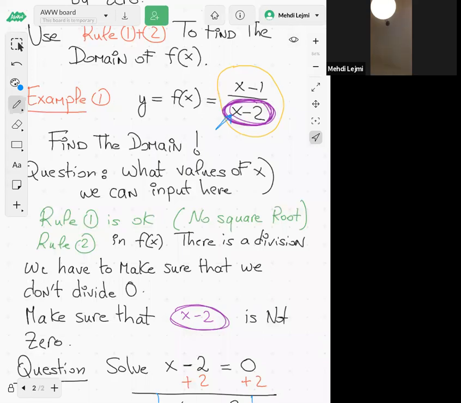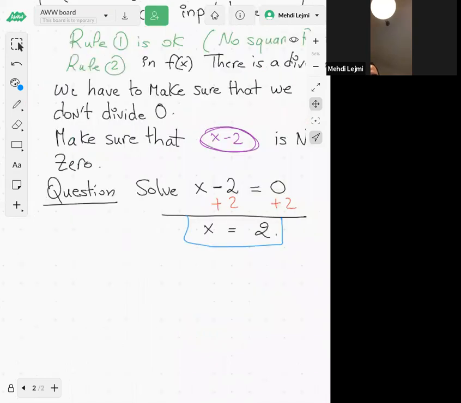So remember, the domain was the set of all x values that you can input, right? But here we cannot really input x equal to 2, because if my x is positive 2, then the whole denominator is going to be 0, and that's not okay. Okay. So what we are saying here is that if x is 2, then the denominator is 0.